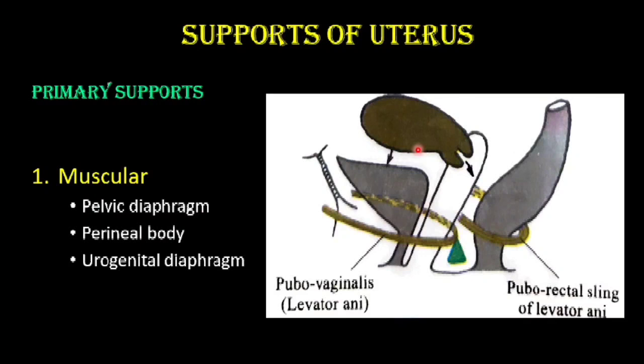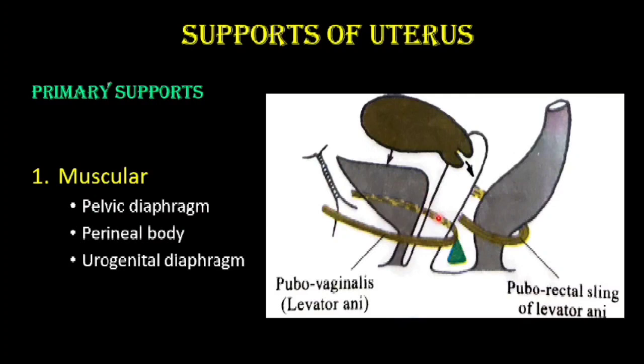Now, the primary supports are muscular, visceral, and ligamentous supports. Now we'll see each one by one. The muscular supports include the pelvic diaphragm, the perineal body and the urogenital diaphragm. The levator ani muscle of the pelvic diaphragm, it shoulders the maximum brunt in the case of the support of uterus.